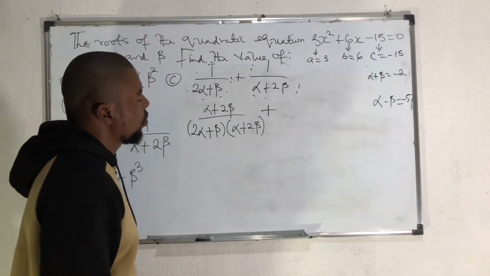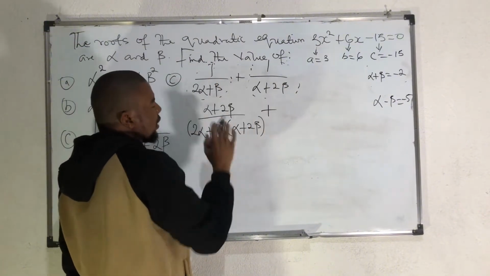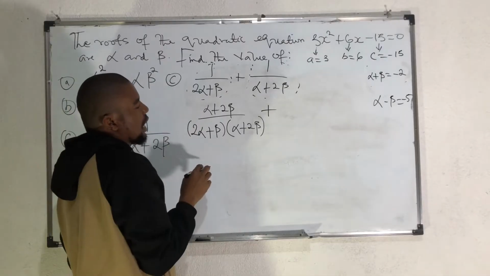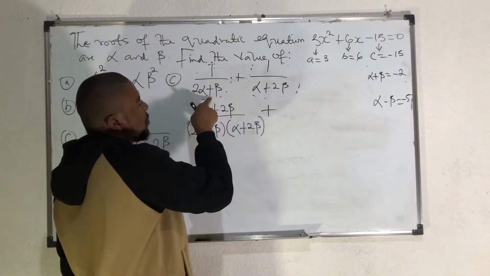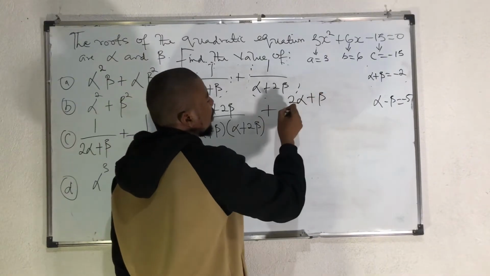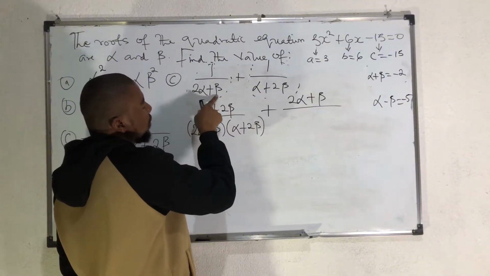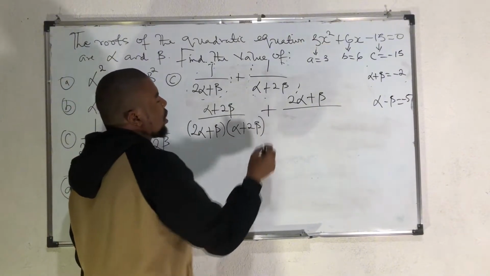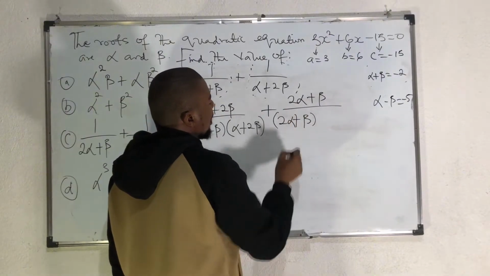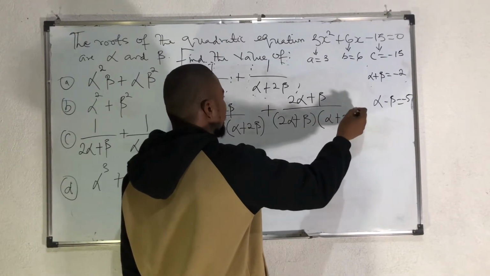And what's the next thing to do? We have multiplied the left part by the denominator of the right. I'm also going to multiply the right part by the denominator of the left. Therefore, we have (2 alpha plus beta) times 1 will give you 2 alpha plus beta, over 2 alpha plus beta times alpha plus 2 beta. Okay, then also multiplied by alpha plus 2 beta.